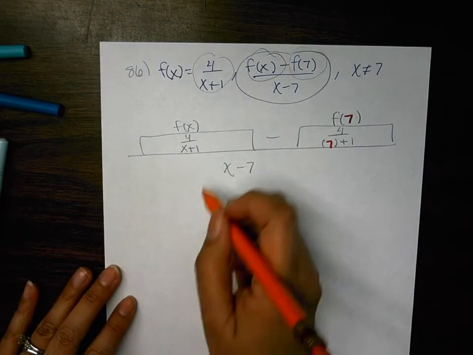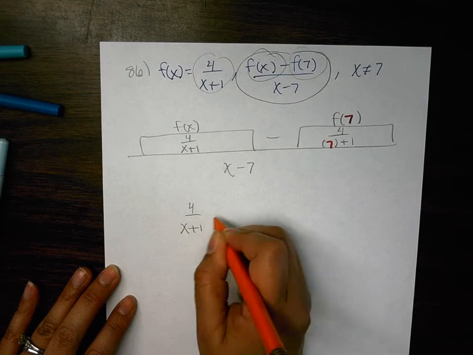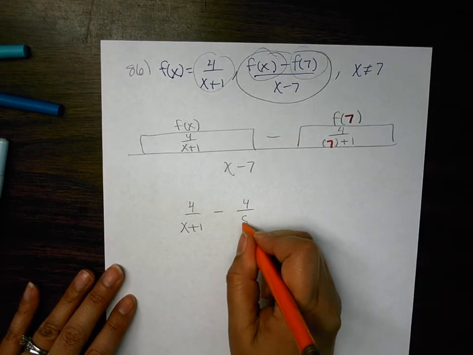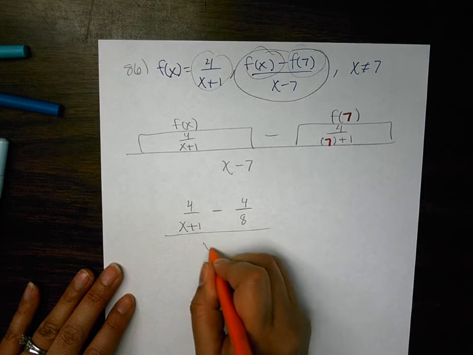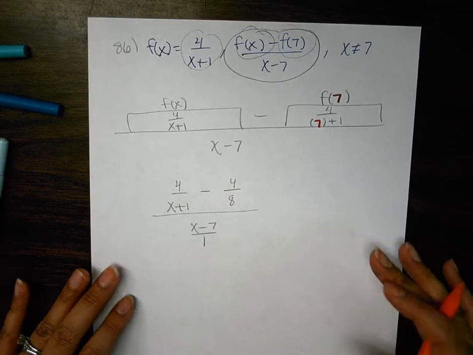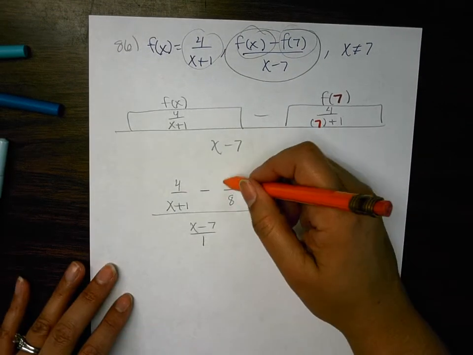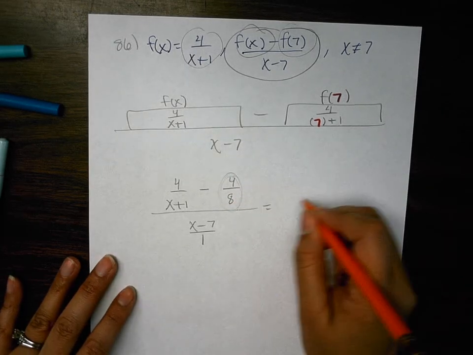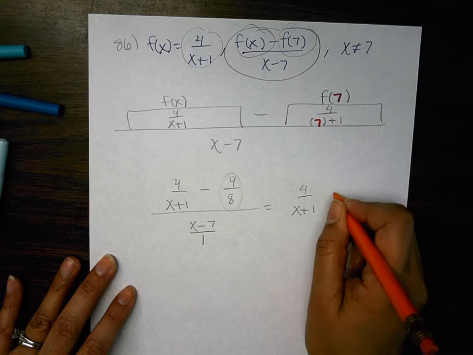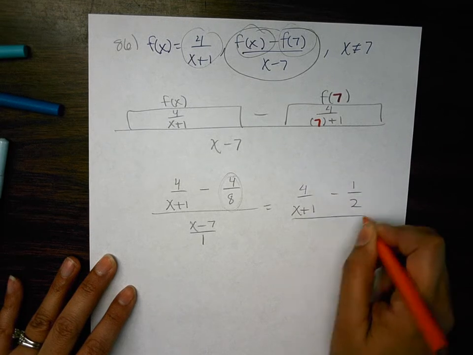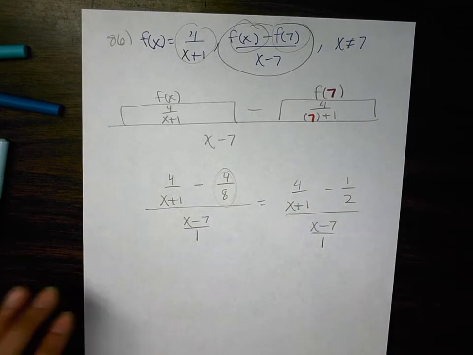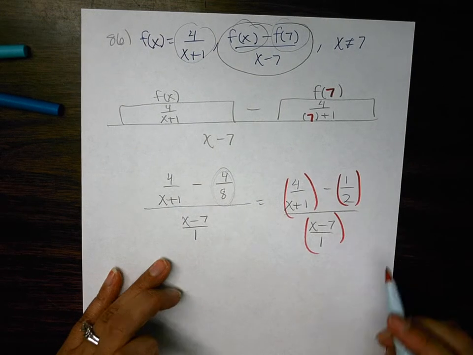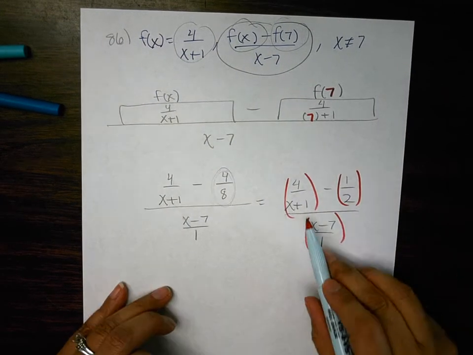Okay, so 4 over x plus 1 minus 4 over what? 8. Don't forget to put the x minus 7 over 1. Complex fraction, do you guys want to reduce this first? Yes? Okay. Smaller numbers to work with, that is nice. What does that become? 1/2? And what do I multiply everything by? X plus 1 and 7. Be careful. Wait, no, x plus 1 and 2.